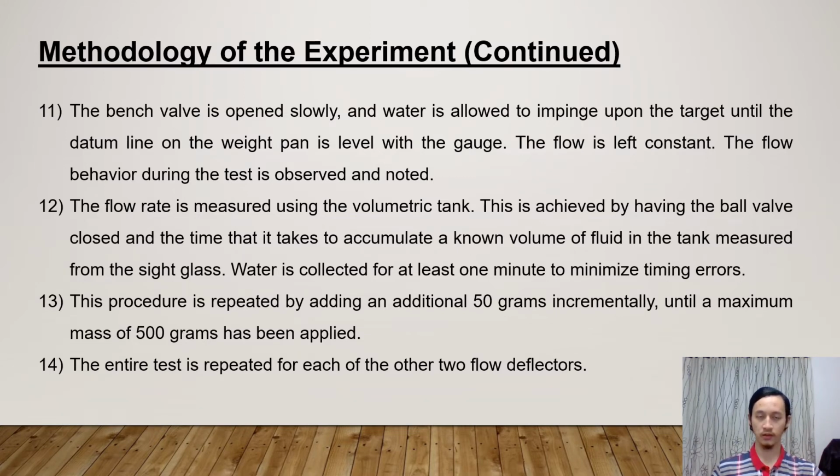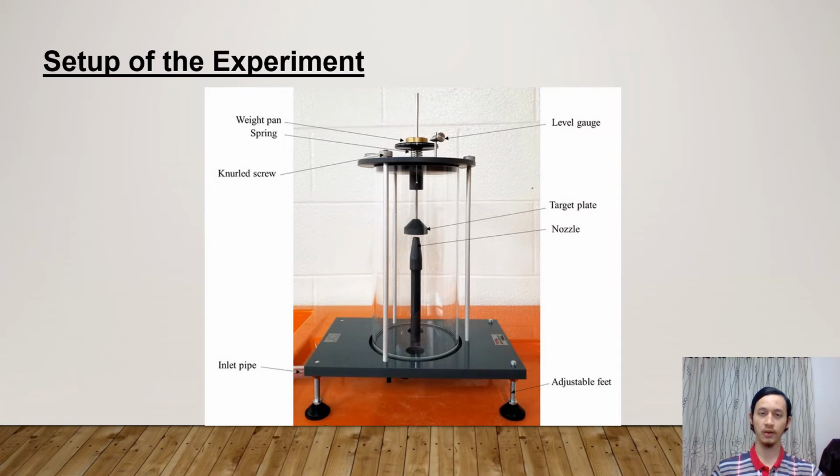The flow rate is measured using the volumetric tank. This is achieved by having the ball valve closed and the time that it takes to accumulate a known volume of fluid in the tank measured from the sight glass. Water is collected for at least a minute to minimize timing errors. This procedure is repeated by adding an additional 50 grams incrementally until a maximum mass of 500 grams has been applied. Finally, the entire test is repeated for each of the other 2 flow deflectors. So this is the setup of the experiment.